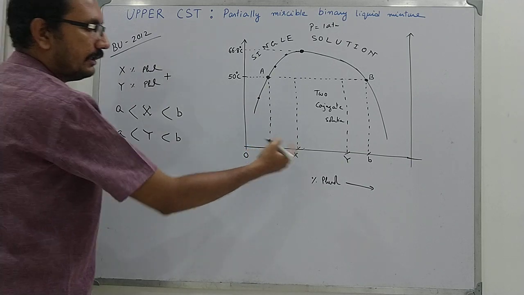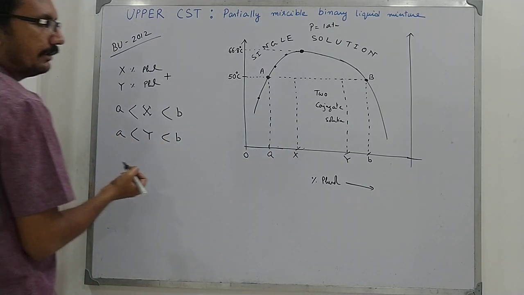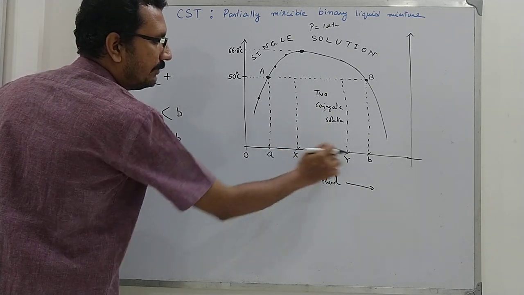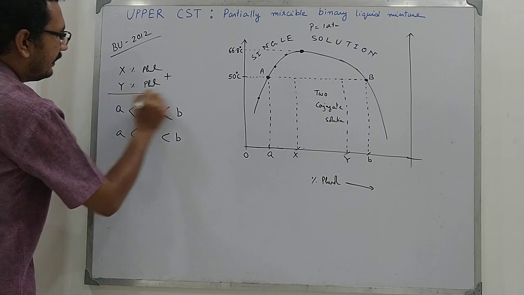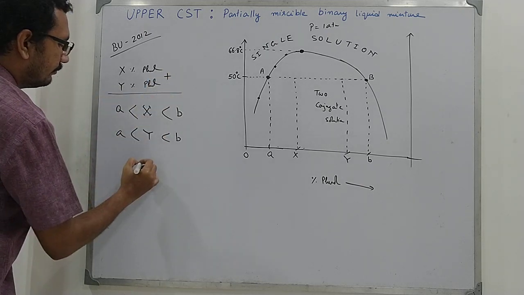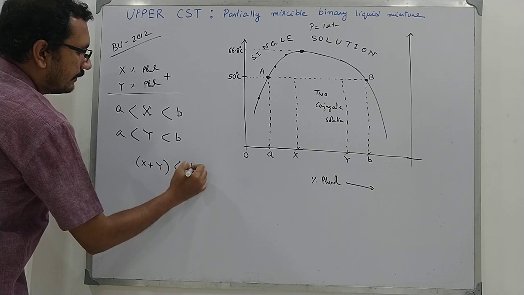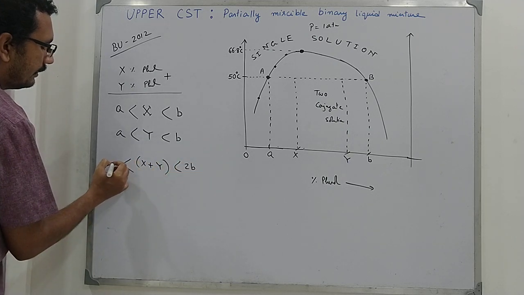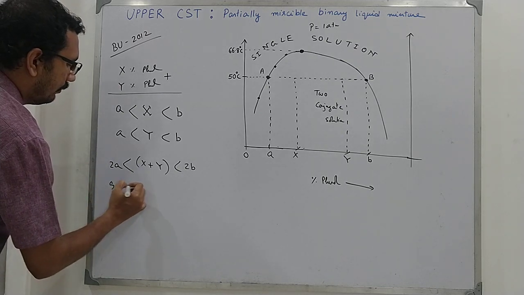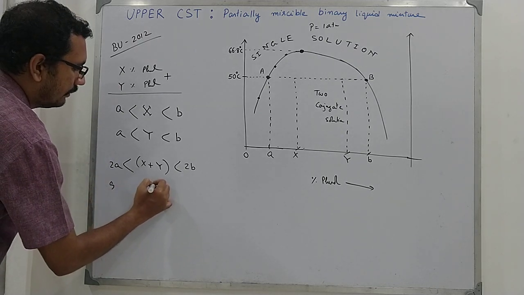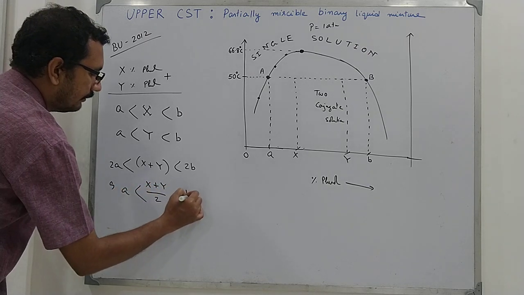So you can see that X is less than B and greater than A. Y is less than B and greater than A. X and Y both are in between A and B. So when we add them, what will it give you? X plus Y is less than 2B and it is greater than 2A. Now, what is X plus Y by 2? It is greater than A and less than B.